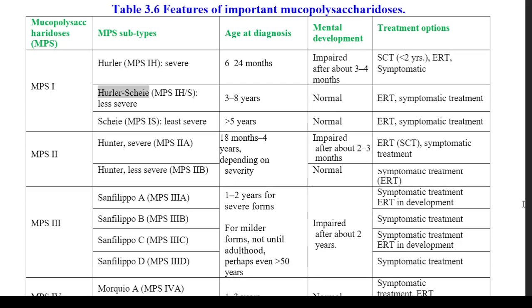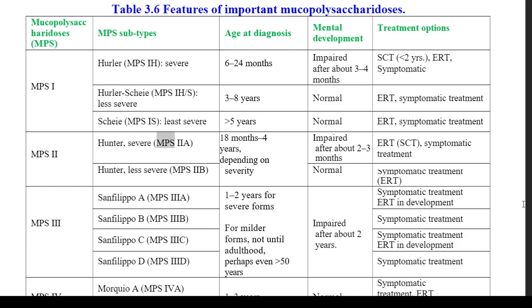Symptomatic. Hurler-Scheie, MPS IH/S, less severe. Diagnosed at 3 to 8 years. Mental development normal. ERT, symptomatic treatment. Scheie, MPS IS, is least severe. Diagnosed at greater than 5 years. Normal. ERT, symptomatic treatment. MPS II.